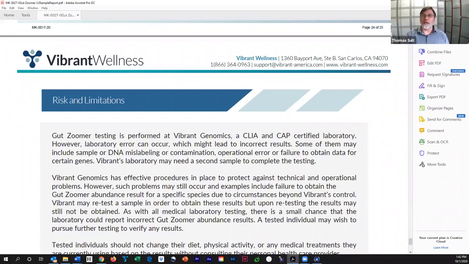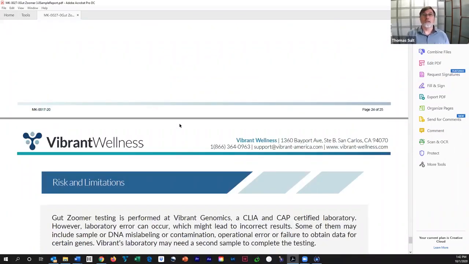So just because you have an abnormality on this test, certainly if you have a bug that's either too high or too low, it doesn't mean you have the disease associated with it. But what it does suggest is if you have that disease, fixing it may make that disease better. And again, the gut is at the center of your health. 70% of your immune system lines your gut.